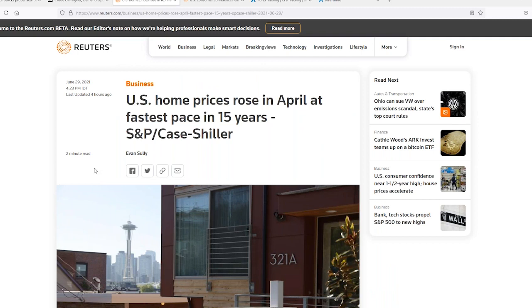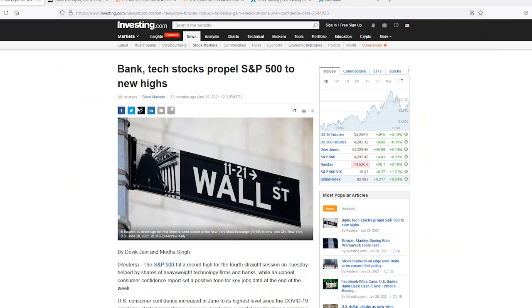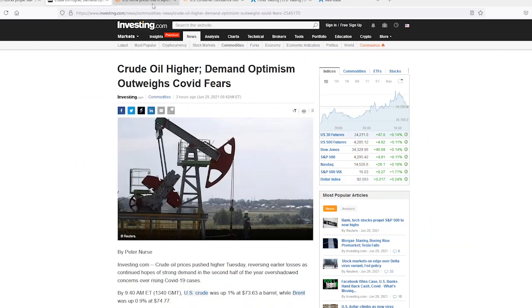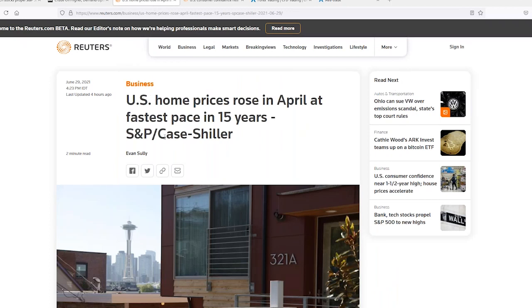All right, so another headline, U.S. home prices rose in April at fastest pace in 15 years. We're seeing a theme here, right? All the headlines are positive. High demand for oil, right? S&P lifted on tech stocks and banks. Positive headline. Crude oil up. Positive headline. U.S. home prices rose in April, fastest in 15 years. Another positive headline. Like, wow, how good is the economy doing?